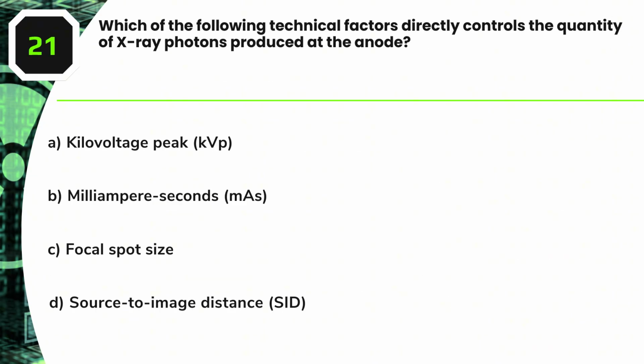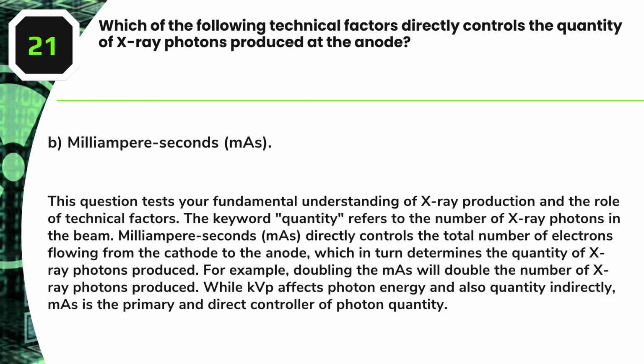Question 21. Which of the following technical factors directly controls the quantity of X-ray photons produced at the anode? A. Kilovoltage peak, kVp. B. Milliampere seconds, mAs. C. Focal spot size. D. Source to image distance, SID. Answer: B. Milliampere seconds, mAs.